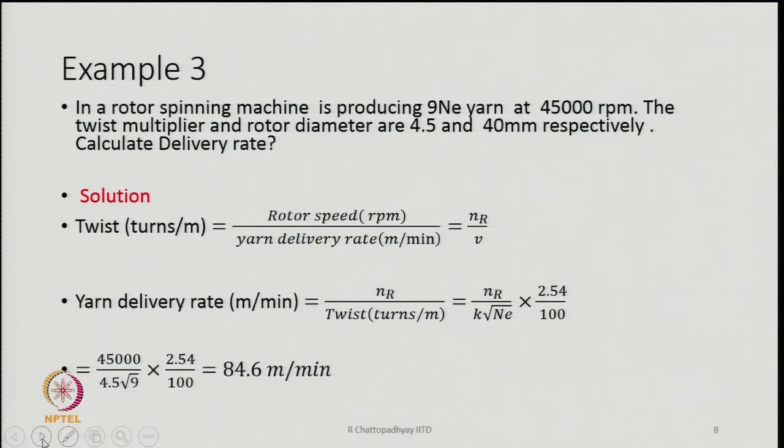Another example, example number 3. A rotor spinning machine is producing 9 NE yarn at 45,000 rpm. The twist multiplier and rotor diameter are 4.5 and 40 mm respectively. Calculate the delivery rate. So, the steps are already shown.